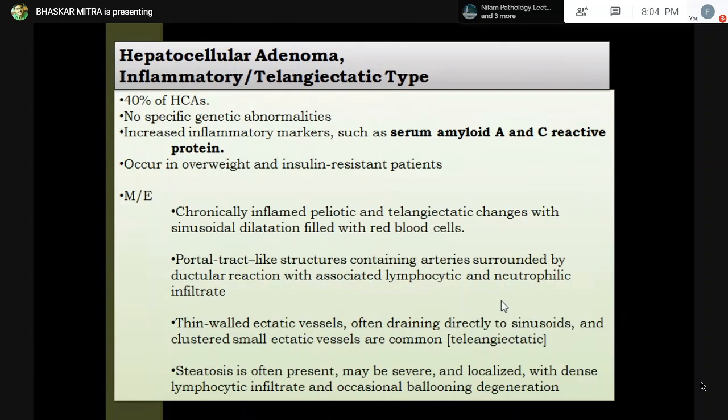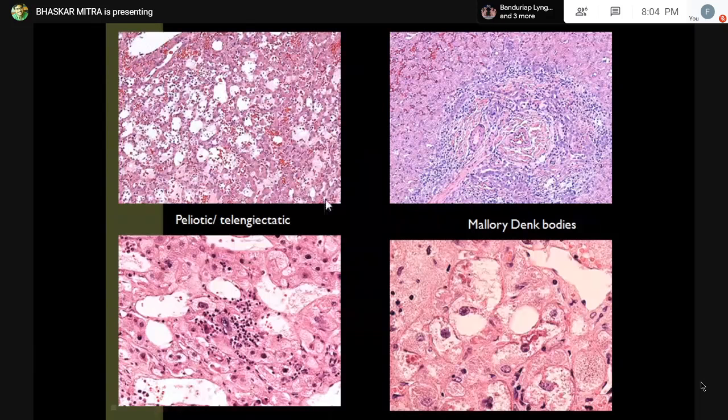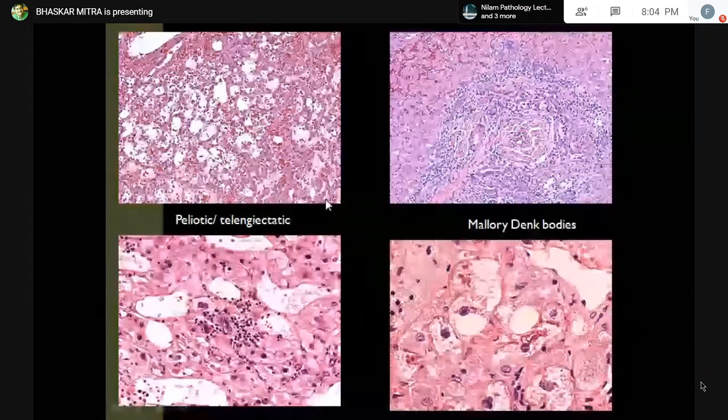Now, hepatocellular adenomas of the inflammatory and telangiectatic type. As the name suggests, it has an inflammatory component and a telangiectatic component. Here we can see increased inflammatory markers. They usually occur in insulin resistant, overweight, obese patients. Now the liver shows chronic inflammation and peliotic telangiectatic changes.